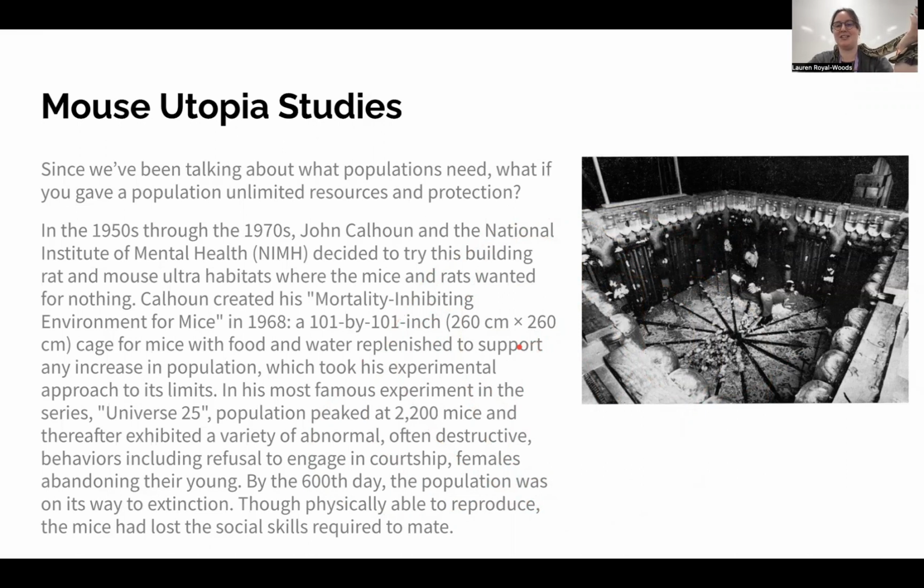There's my weird story for today, the mouse utopia studies. Look it up sometime. Really interesting how much the mouse behavior degraded. It was really interesting. And of course, The Secret of NIMH, one of my favorite movies when I was a kid.